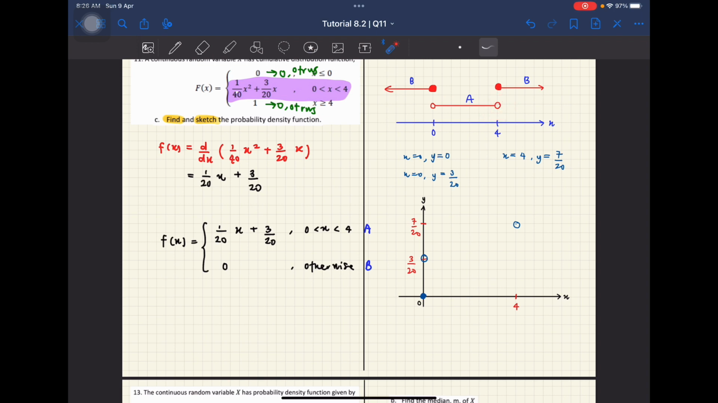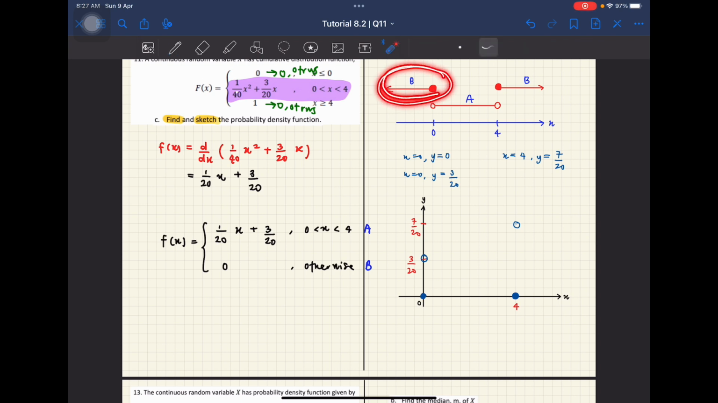Okay, and then lastly masukkan 4 dekat dalam function B. Function B is 0, so awak akan dapat 0. So kita akan buat 4, 0 dekat sini. Okay, so bulat yang berwarna ke tak berwarna? Yang berwarna. Okay, jom settlekan. Right, so sekarang kita lukis for this one.